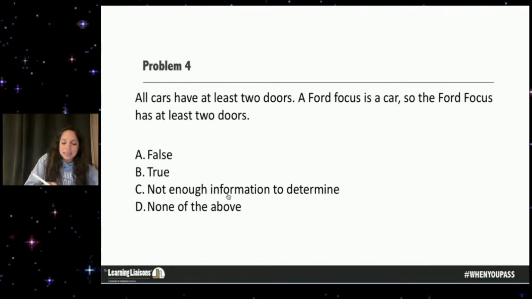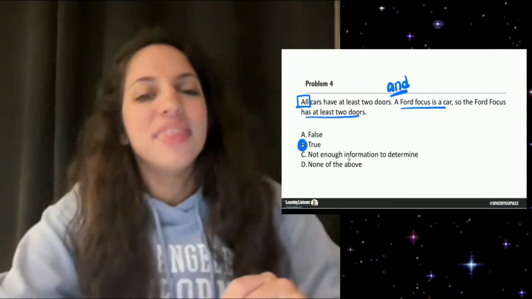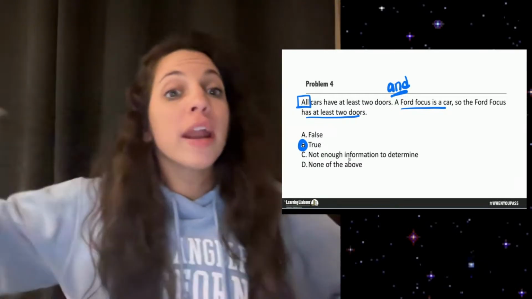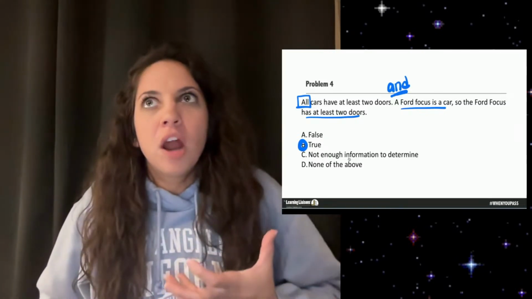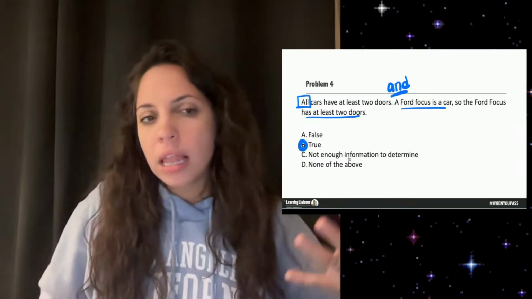So because this did not say some, because this said all cars have at least 2 doors, and a Ford Focus is a car, that means the Ford Focus has at least 2 doors, which is true. Now, this example seems super easy, but this becomes critical when we're looking at math statements, and we have to not put our prior understanding or our bias into the math language.